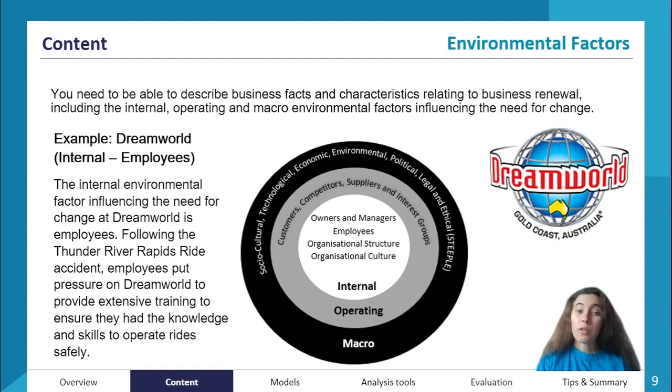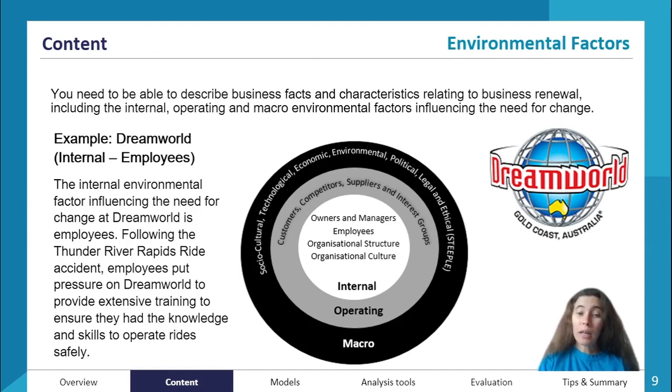So, as part of this unit, you need to be able to describe business facts and characteristics relating to business renewal. And that's going to include the internal, operating, and macro environmental factors that influence the need for change. So, we can see in this diagram here that we've got those three levels. The internal encompasses our owners and managers, employees, organizational structure, and organizational culture. And we'll have a look at some examples of these things as well.